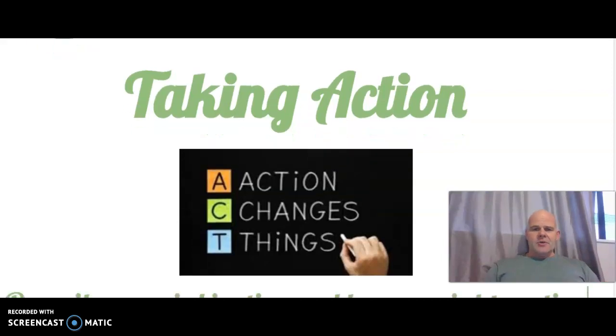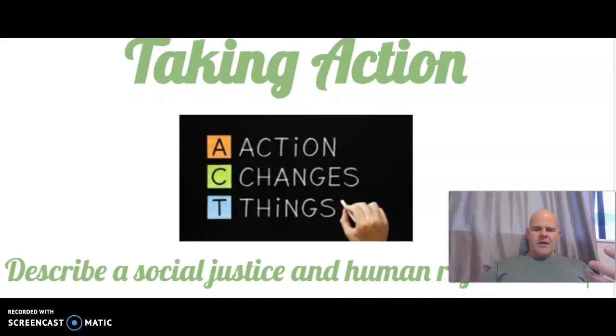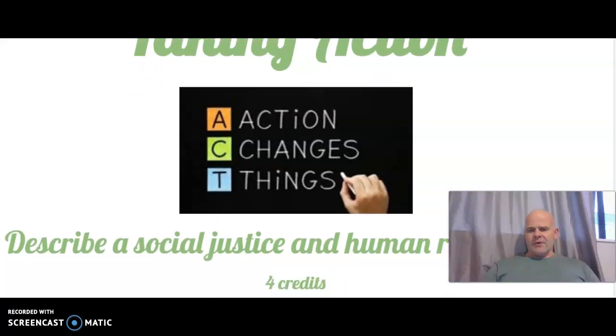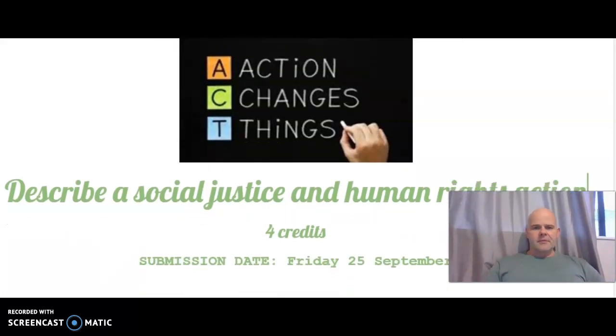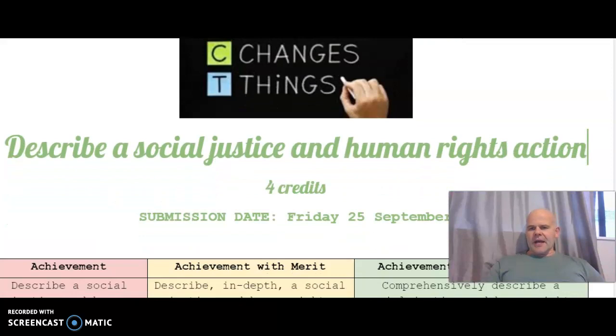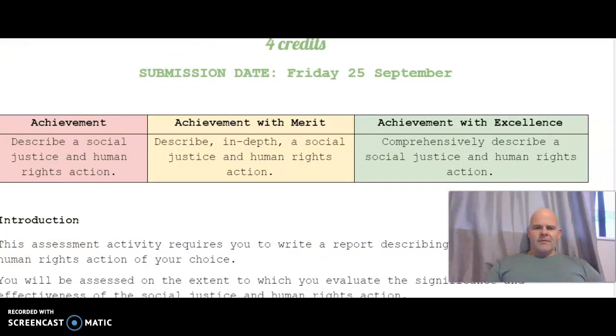Okay, so what we're going to do is describe a social justice and human rights action. It's worth 4 credits, and it's due on the last day of term, Friday the 25th of September. So you have got 5 weeks to do this. Your achievement criteria, aim for excellence, obviously: a comprehensive description of your social justice and human rights action.